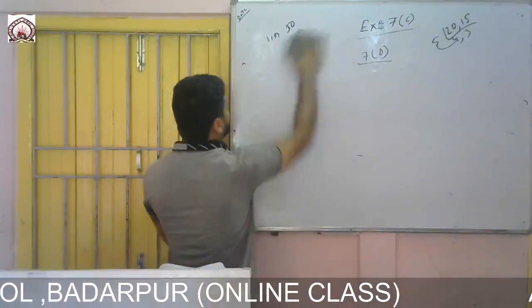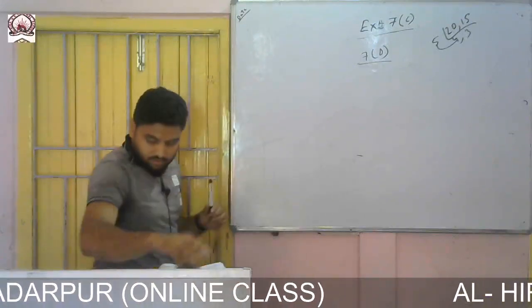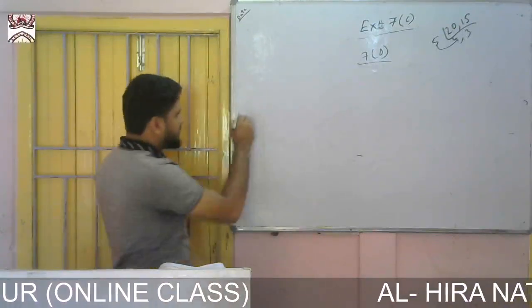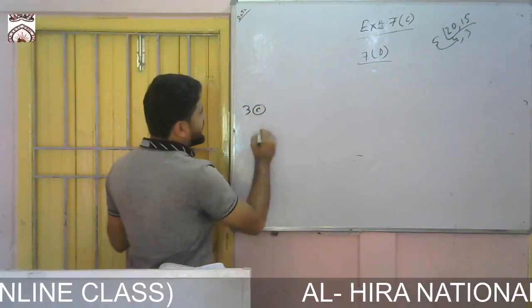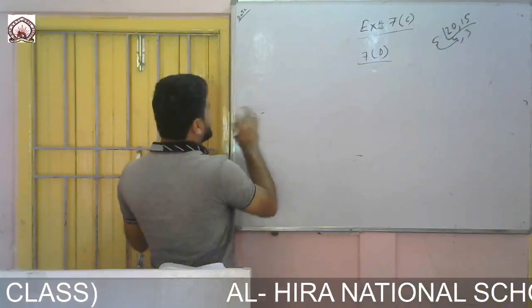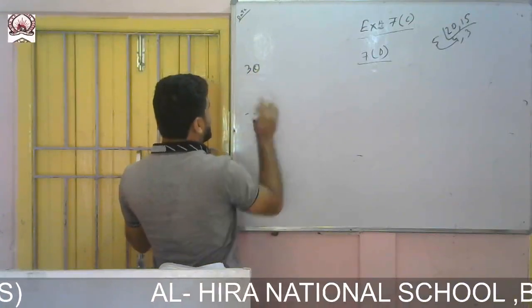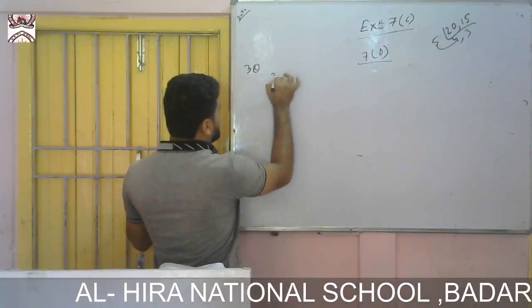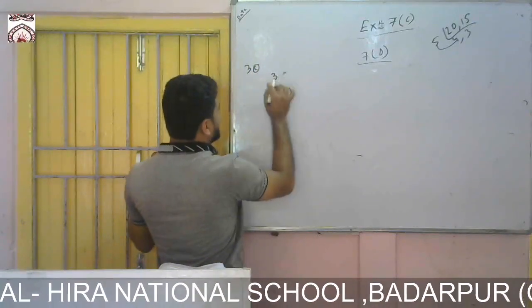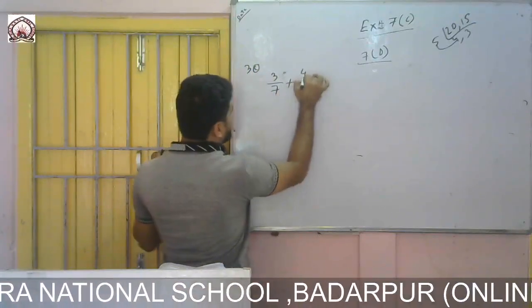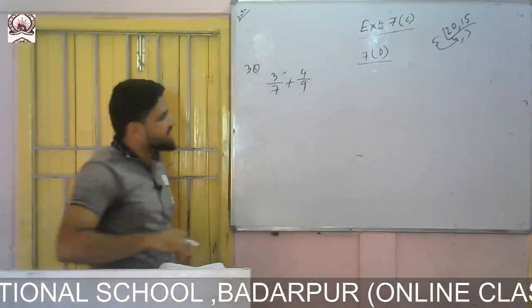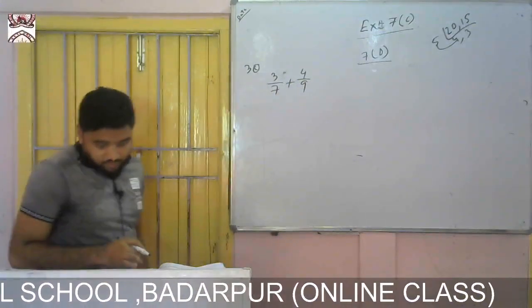3 by 7 plus 4 by 9. Okay, question C. 3 by 7 plus 4 by 9.